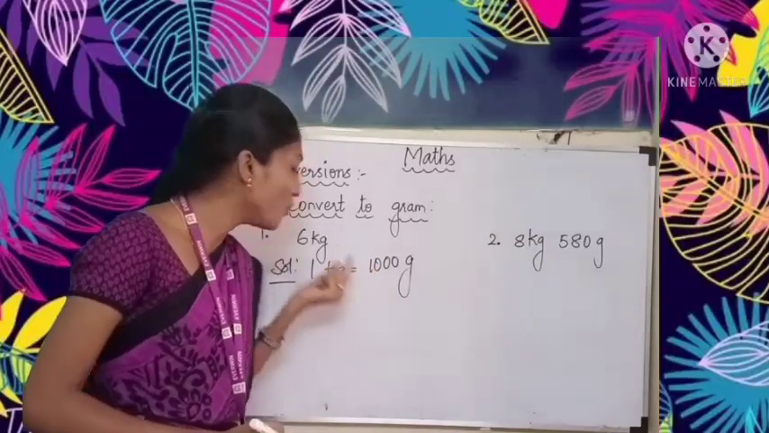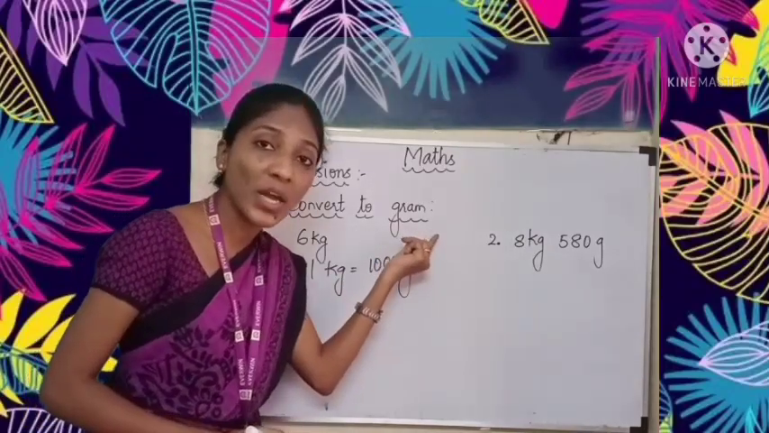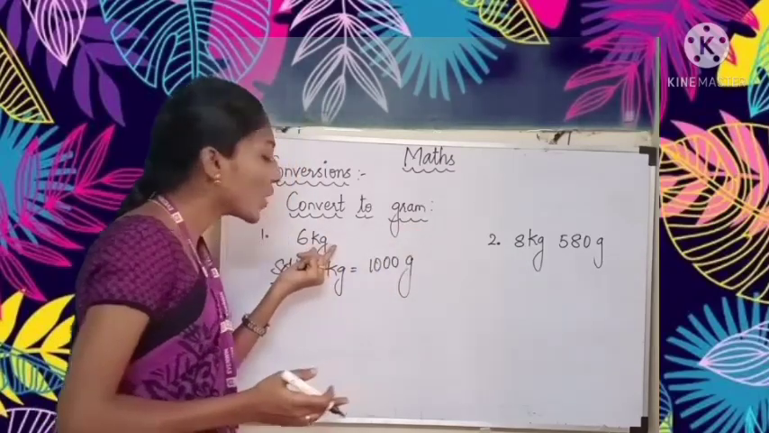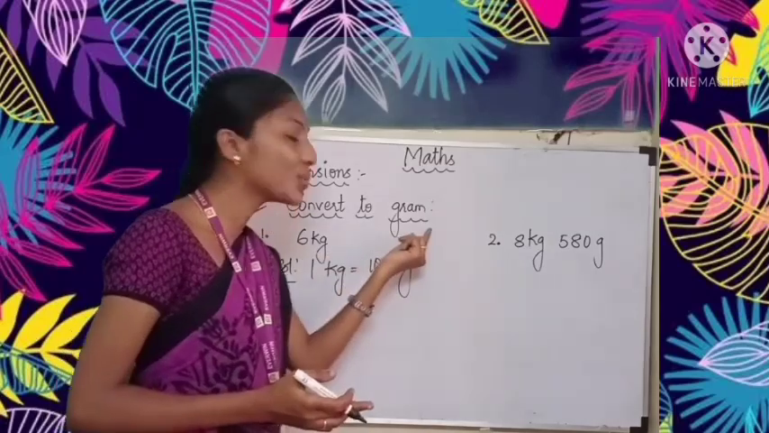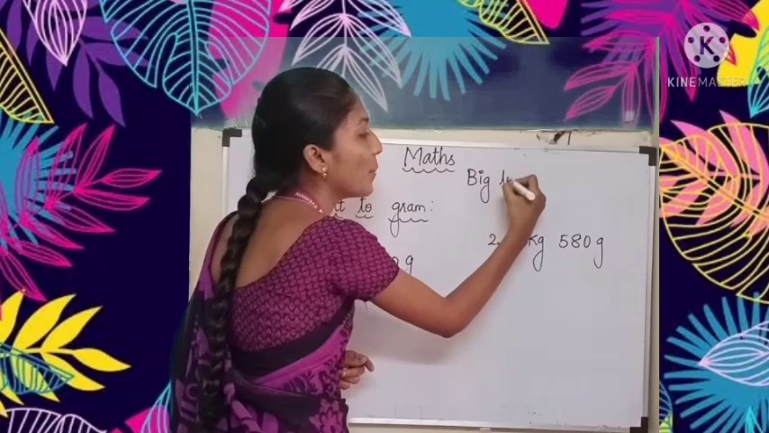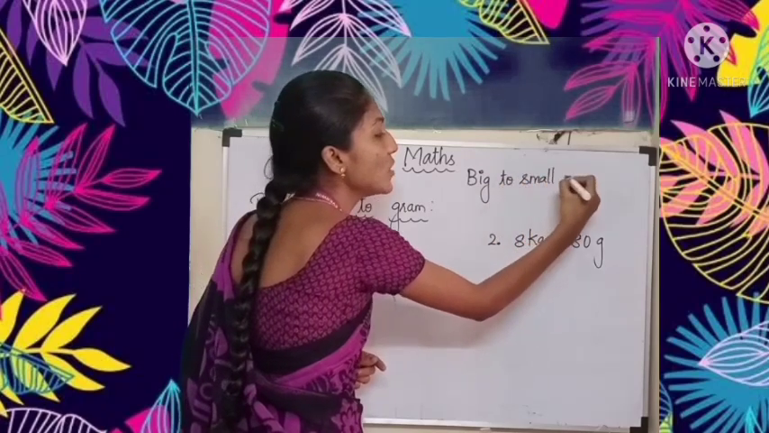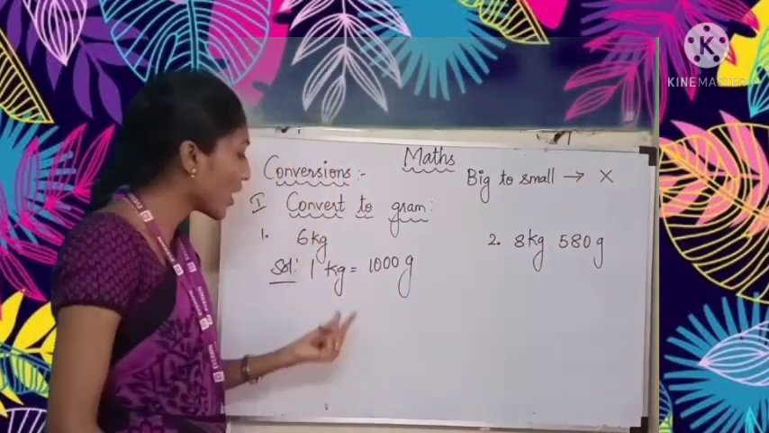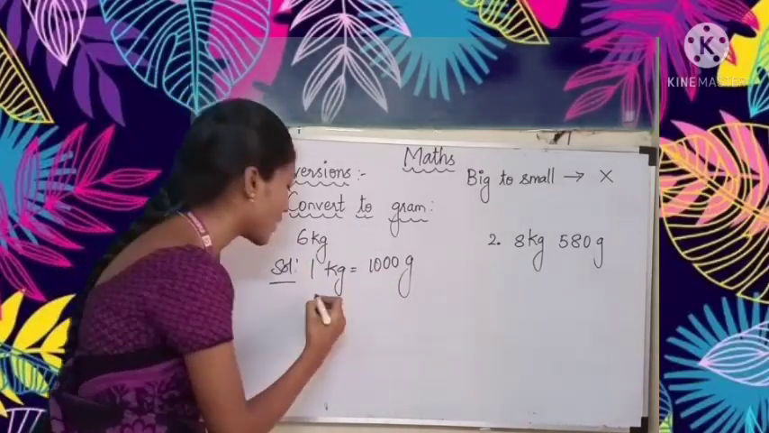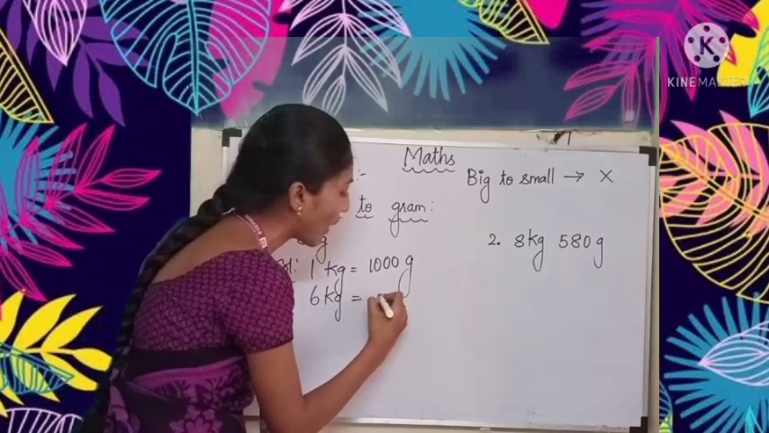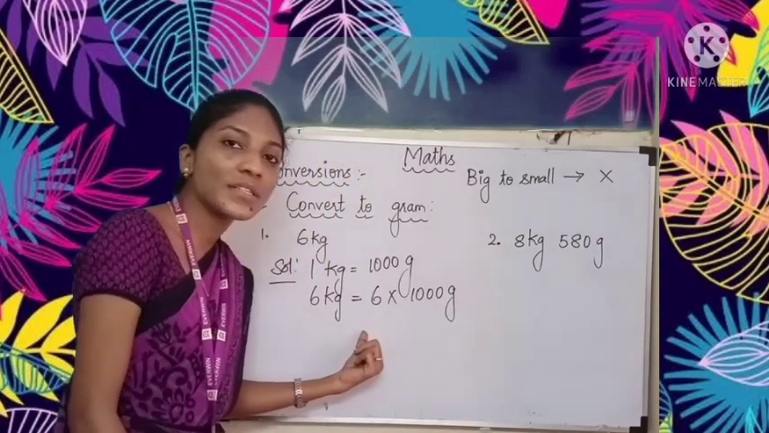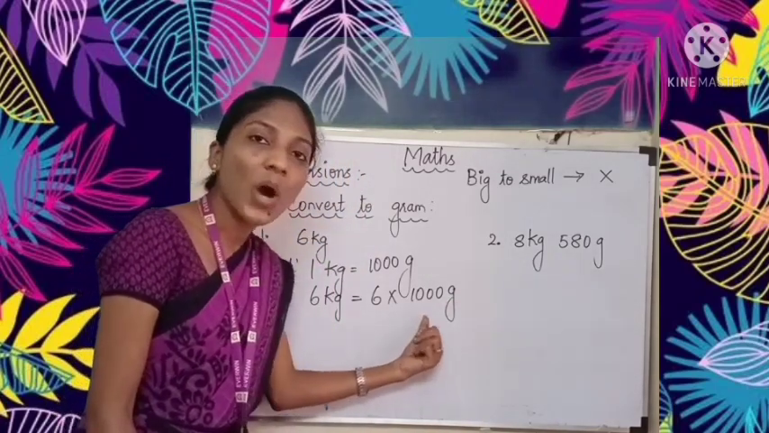Here you are going to convert the biggest unit to the smallest unit. Kilogram is the biggest unit of weight. So, big to small. If you want to convert the unit from big to small, you have to use multiplication. So, 1 kg is equal to 1000 gram. In the question, it is given 6 kg. So, 6 kg is equal to 6 into 1000 gram.